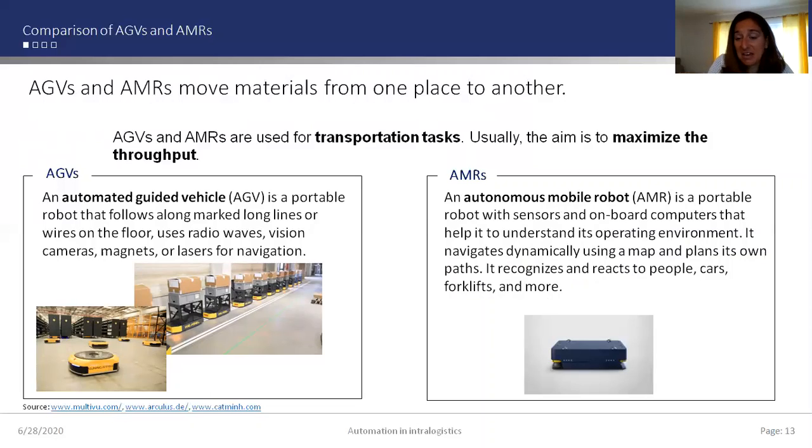And AMRs might look almost the same because they are still mobile robots, but they have sensors and onboard computers, so they can dynamically route themselves through the plant or map the plant themselves.